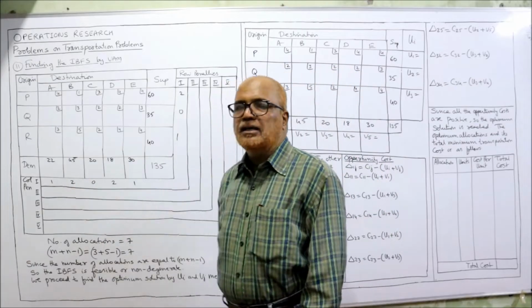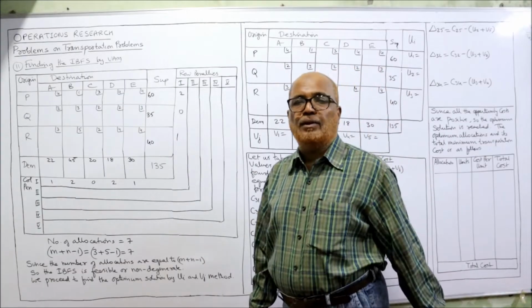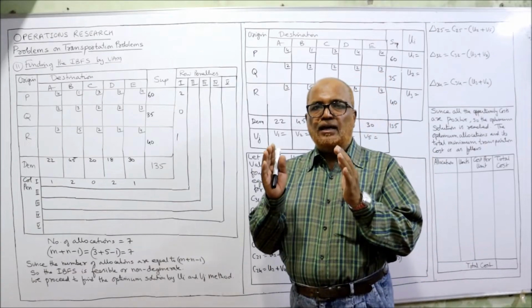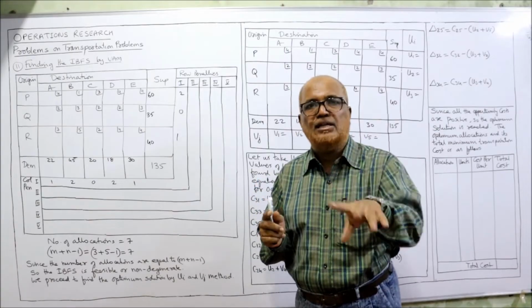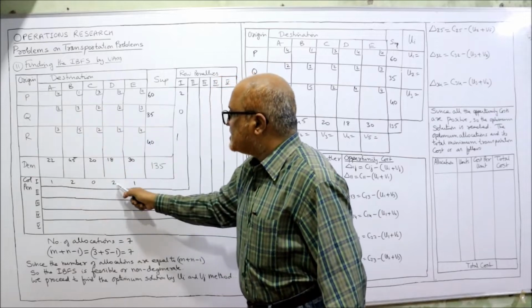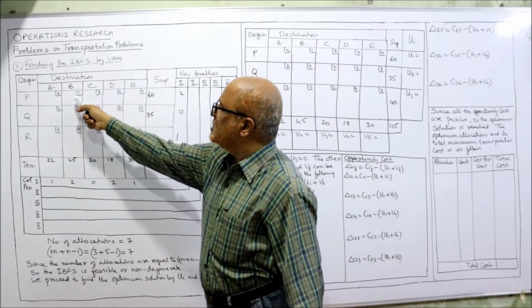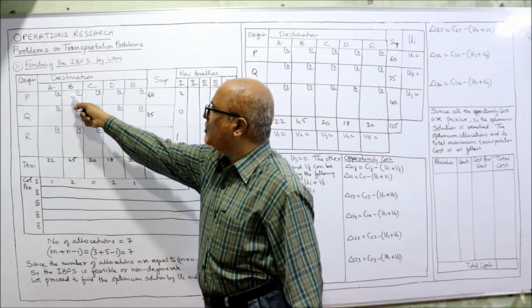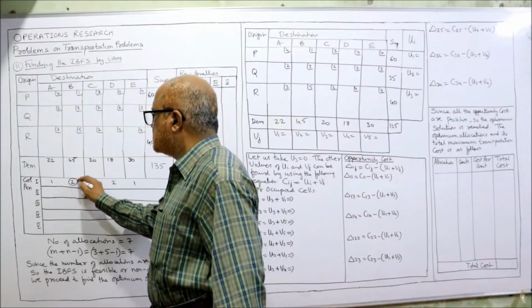The penalties are 1, 2, 0, 2, 1. Highest is 2, but there is a tie: 2 is coming 3 times. So we have to find out where the cost is less. If there is a tie in penalty, we compare the cost. Wherever we have lower cost, that is preferable. If we select this 2, the lowest cost is 1. If we select this 2, the lowest cost is 2. If we select this 2, the lowest cost is 1. Whether we select this 2 or this 2, we come to this cell only. So select any one. Suppose I have selected this 2.